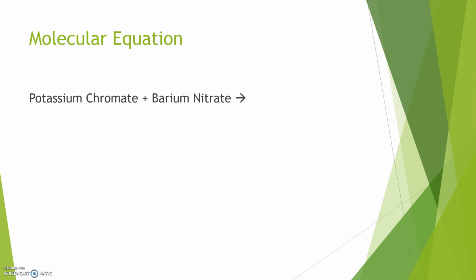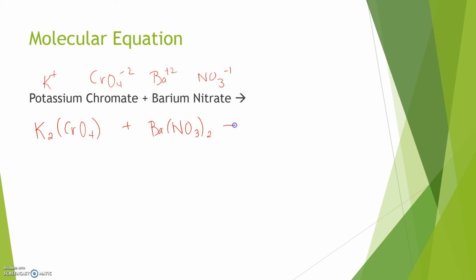Molecular equations. So we can do this. Potassium chromate plus barium nitrate. This is what we've been working on with predicting products. So K+, CrO4 -2, Ba +2, NO3 -1. So I'm going to go ahead and put this together. I have K2CrO4 plus Ba(NO3)2. And I'm going to put my opposite partners together.